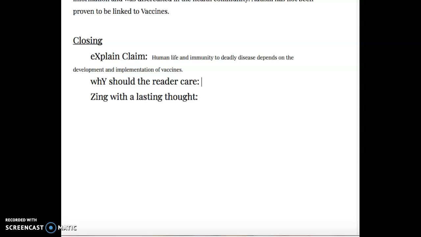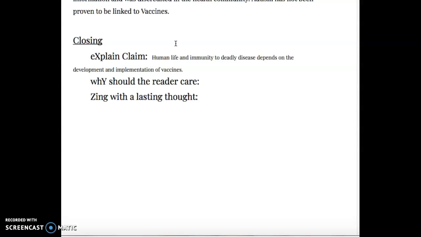The next part is telling the reader why they should care. This is something that has to come with, like, why should anybody care about this topic? And you can't say you. You can't say you in this paper. So you can't say, like, you should care because you can't do that. But you still have to let them know why they should care.